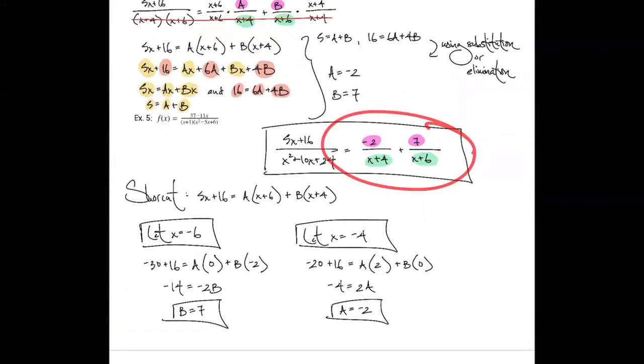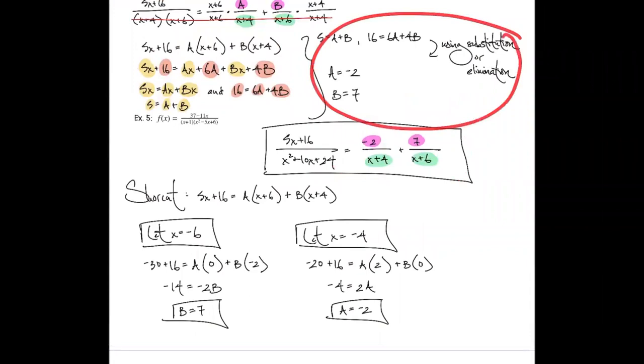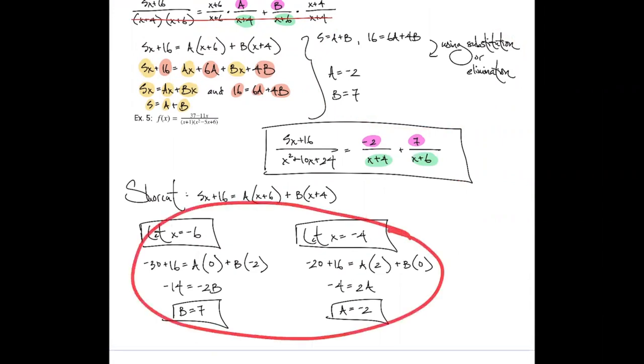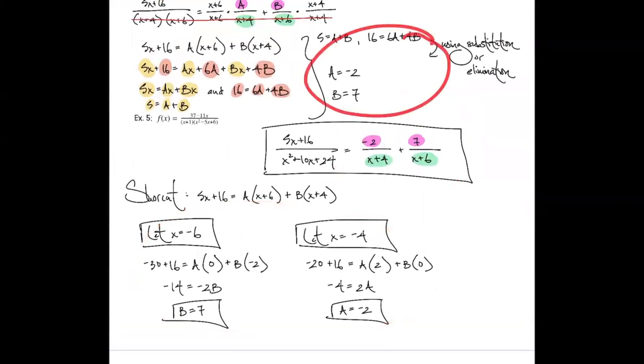You can also get the same answers using substitution or elimination. Either way, sometimes in a lot of the later problems we'll see, we actually combine both methods. We get as many as we can get using the shortcut, and then the rest of them we use substitution or elimination to find out.